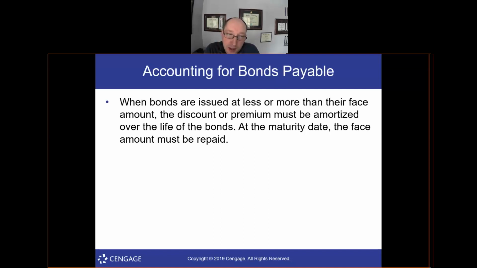At the maturity date, the face amount must be repaid. We know that because that's how bonds work. So remember, the interest is what we pay through the life of the bond. The face value is what gets repaid at the maturity date of the bond.